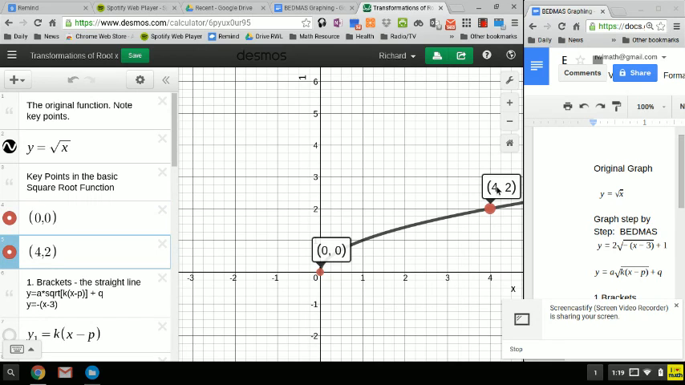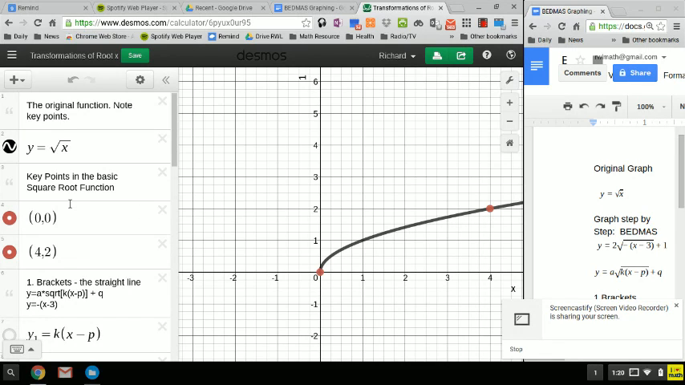So x is the distance from the y-axis, y is the distance from the x-axis: 4, 2. And we know it has that nice smooth curved response. It gets less and less steep as it goes further to the right. That's the square root of x with the key points. And what we do is we compare all our transformations to that as we go through here.